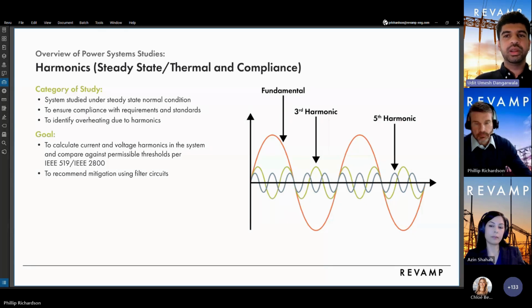Once the analysis is performed, if any of the harmonic orders or overall harmonics are exceeding this threshold, then mitigation can be suggested in terms of filter circuits.